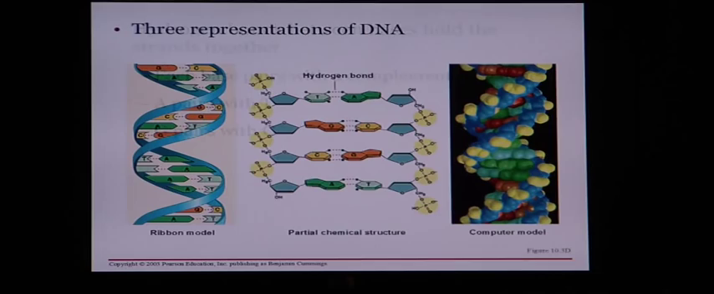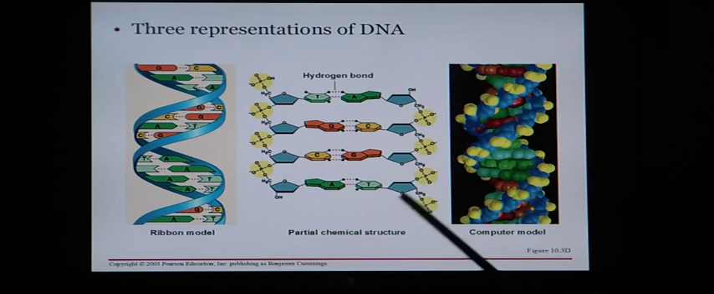There are three representations of DNA shown in your textbook. The first representation is my personal favorite, because we can see a little bit more of the detail there. This is a chemical structure representation, and this is a computer model, and we can see that three-dimensional helical shape. But this one's called a ribbon model, and this one I like the most, because we can see some of the main points we've talked about related to what DNA should look like.